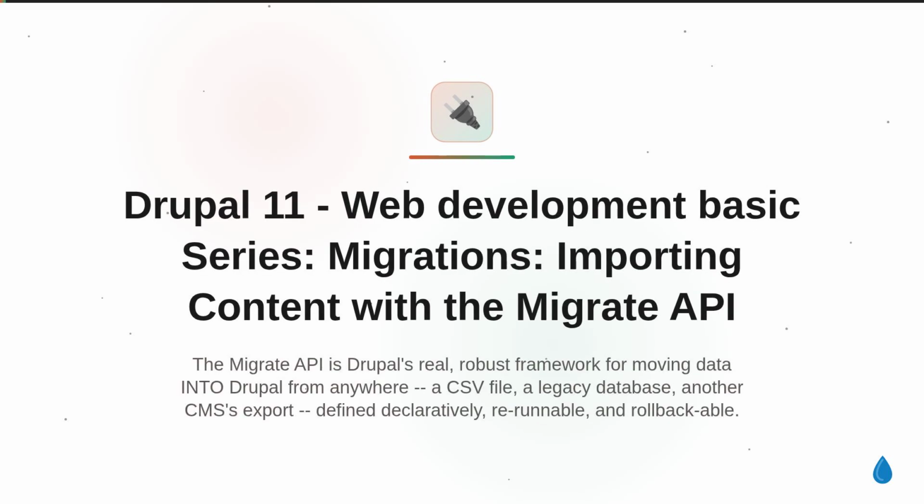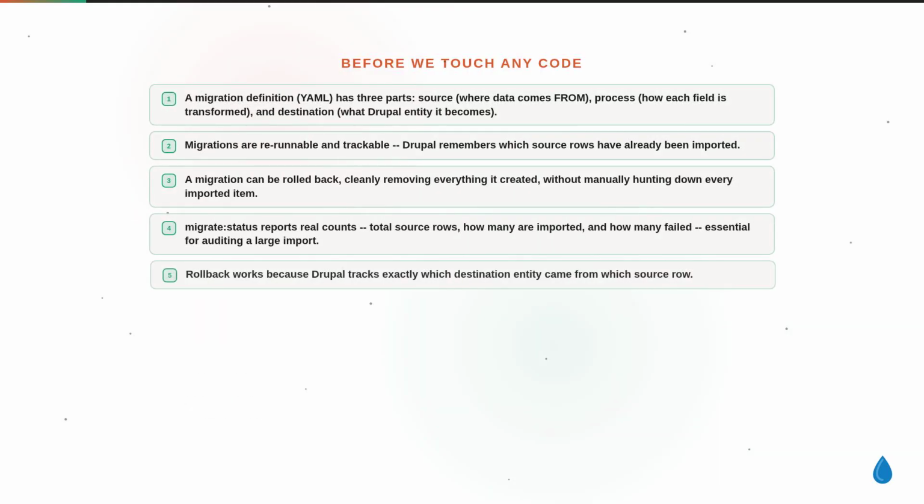The Migrate API is Drupal's real, robust framework for moving data into Drupal from anywhere: a CSV file, a legacy database, another CMS's export. It is defined declaratively, re-runnable, and rollback-able. Before we touch any code, here's the whole idea in a few facts.